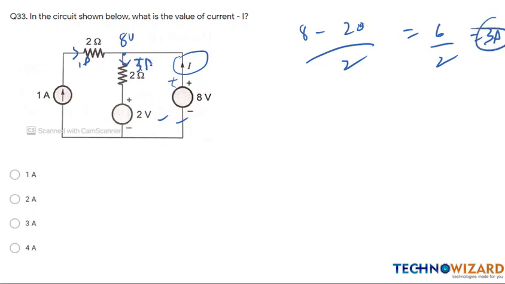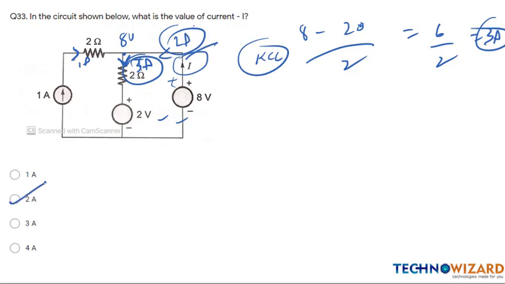Now 3 ampere current is flowing through this branch. When 3 ampere current is flowing through this branch and 1 ampere is flowing through this branch, then to obey the KCL, that is the Kirchhoff current law, 2 ampere current will be flowing through this branch. Then only 1 plus 2 will be 3 ampere. Therefore 2 ampere is the correct answer.